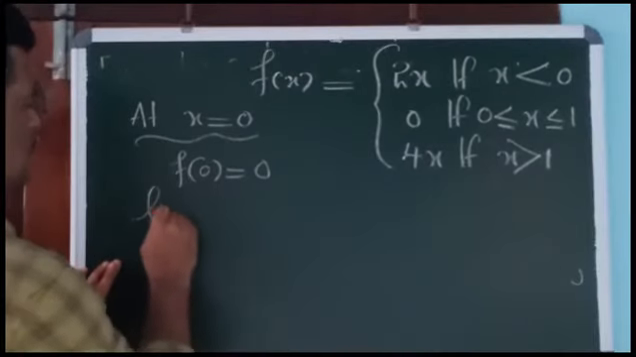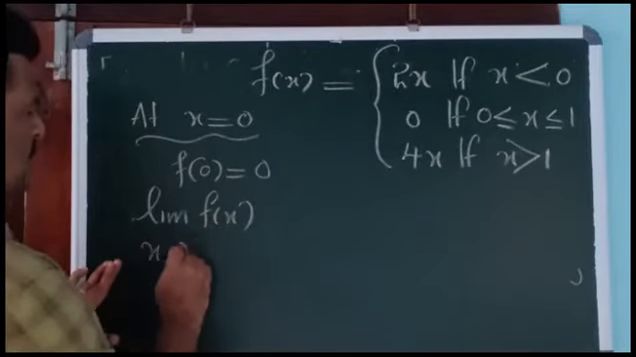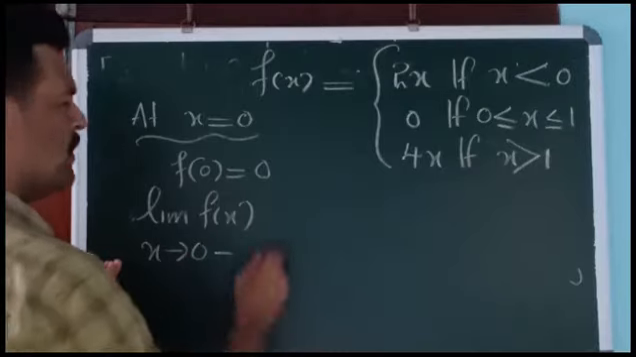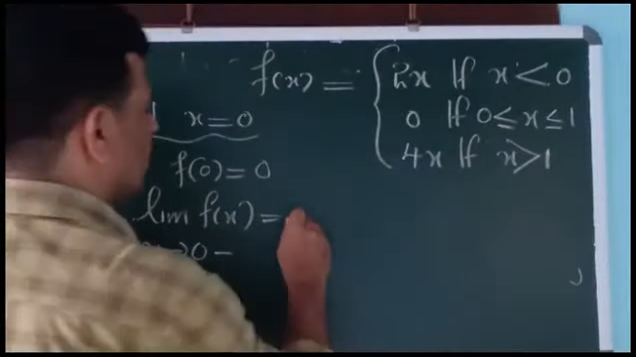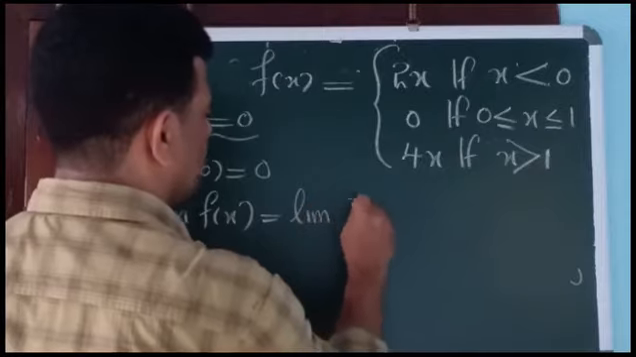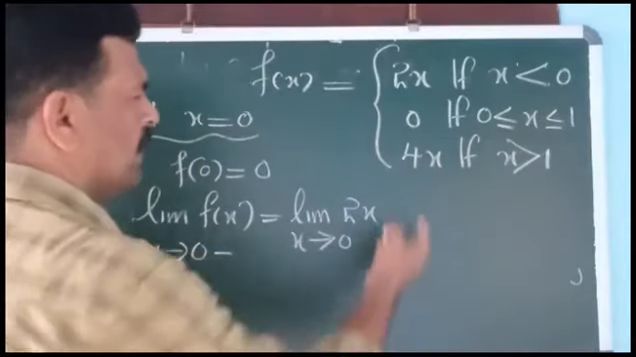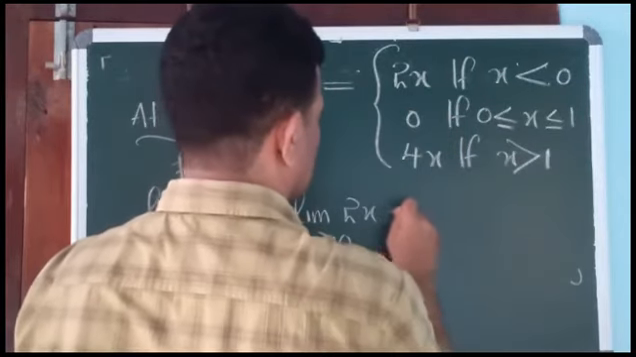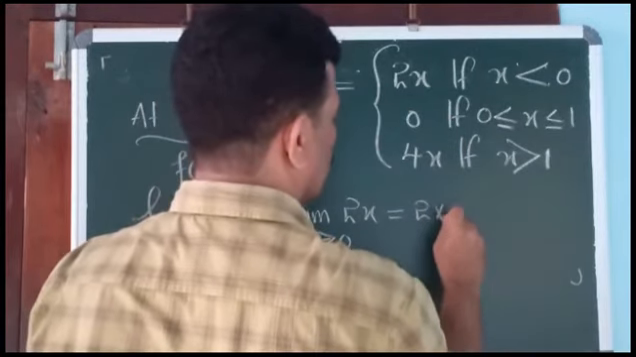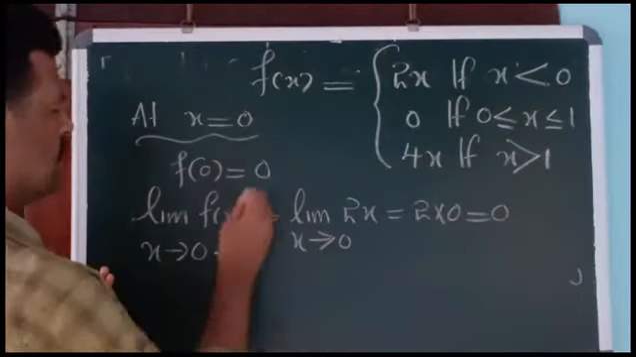Now limit f(x) as x tends to 0 minus, that means x is tending to 0 and it is less than 0. We have the function limit 2x, x tends to 0, because if x is tending to 0 and it is less than 0, it is 2x. That is 2 into 0 equal to 0. The left limit is equal to 0, value is equal to 0.